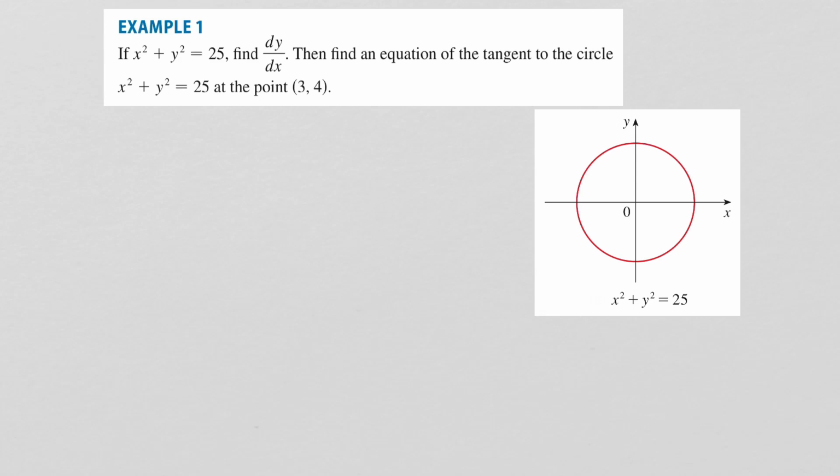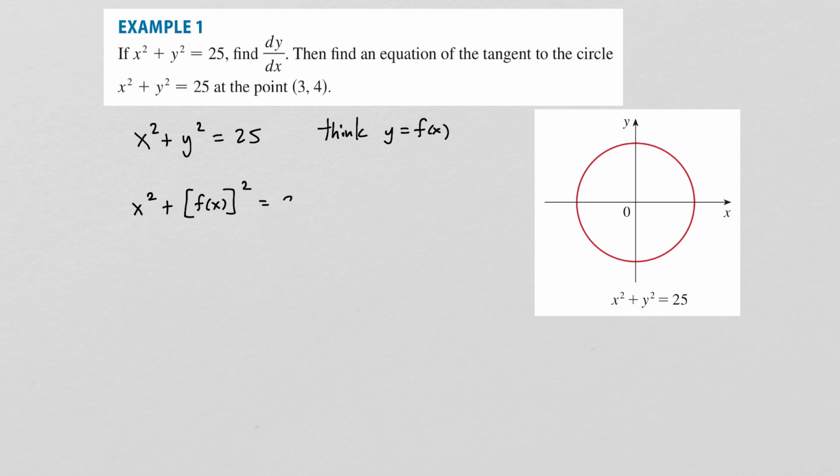To do this problem using the process of implicit differentiation, I'm going to start with my equation x squared plus y squared is equal to 25. And I want to think of y as being some unknown function of x. And so if I write it in this way, we would have x squared plus y, which could be replaced with f of x, squared is equal to 25.